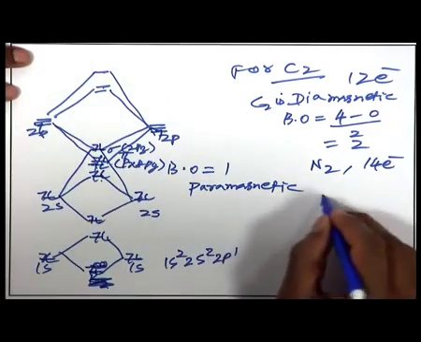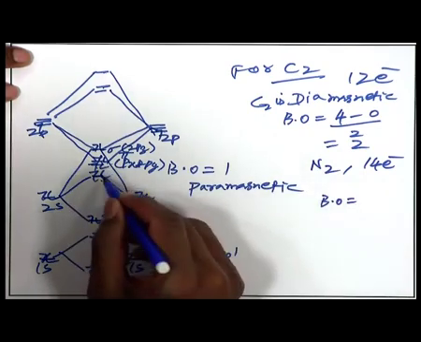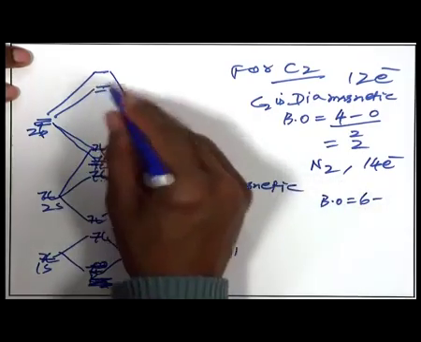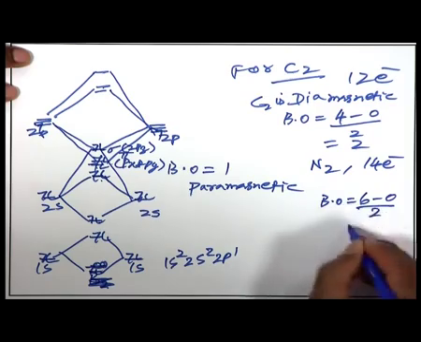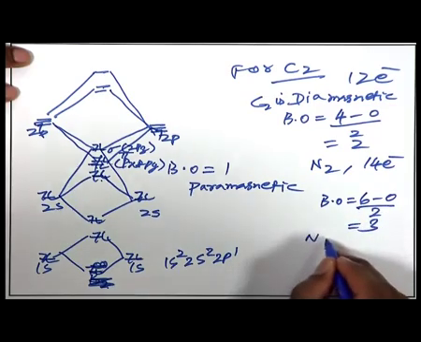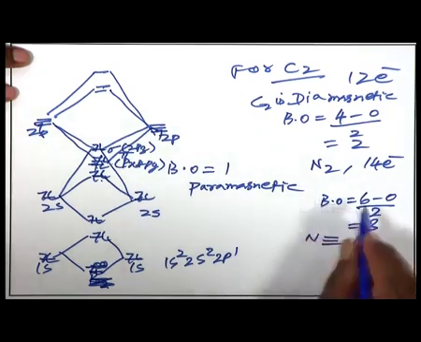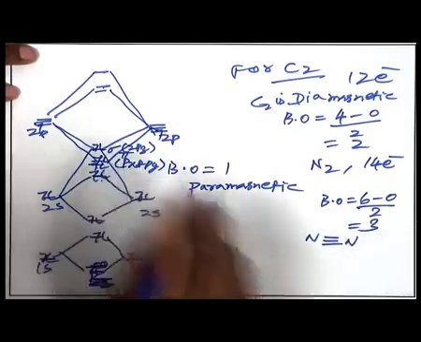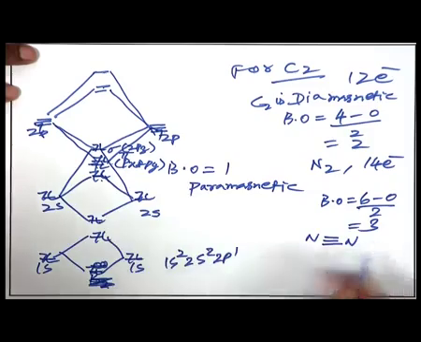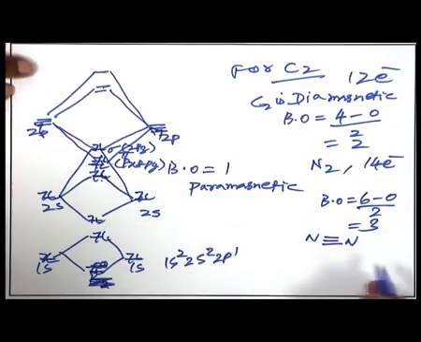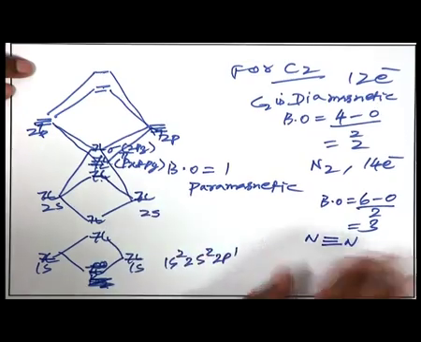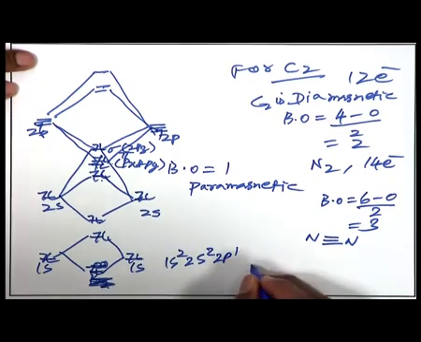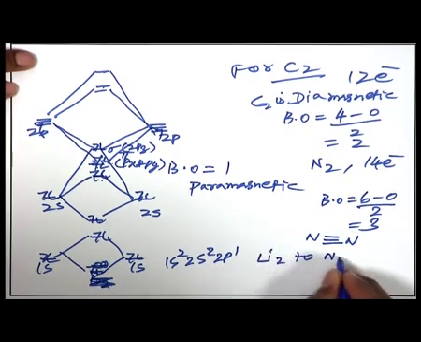Now, for N2 the bond order is equal to the number of electrons present in the bonding orbitals minus those in the anti-bonding. These two cancel each other, you have 6 electrons in the bonding molecular orbitals. So, 6 minus 0 electrons in the anti-bonding molecular orbitals, divided by 2, equal to 3. So, there is a triple bond between 2 nitrogen atoms, and the molecule is diamagnetic. No problem here, the molecule is diamagnetic. You can explain that. This is the suitable energy level diagram for elements Li2 to N2.